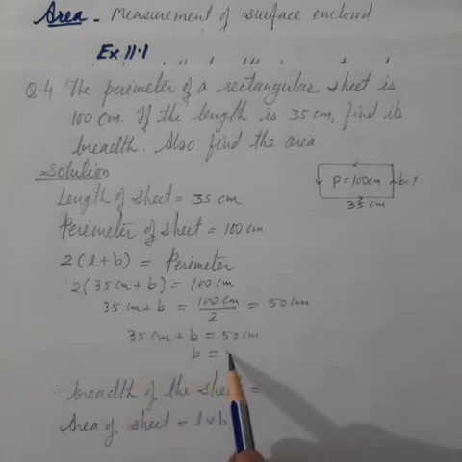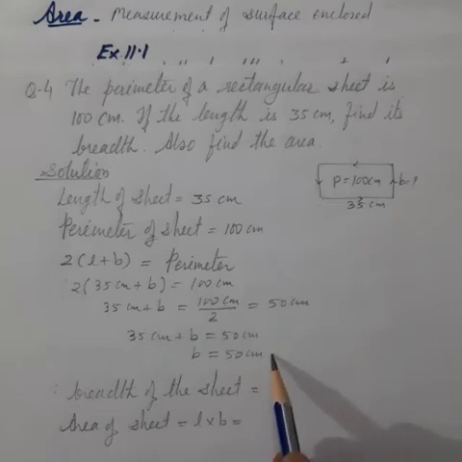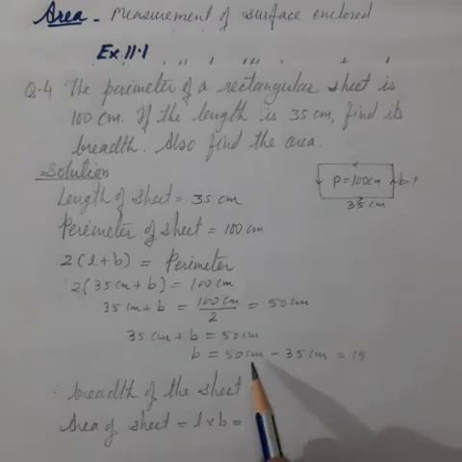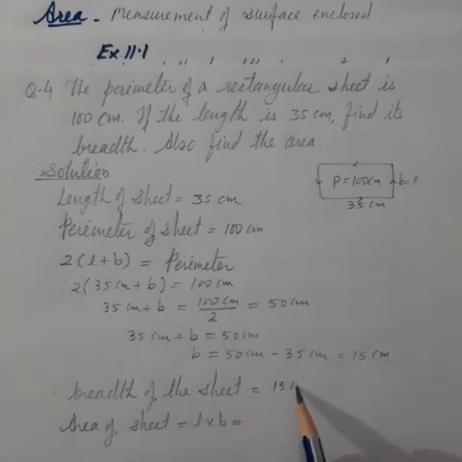So breadth equal to 50 centimeter minus 35 centimeter. Here it is in plus, on that side it will become minus. Now 50 minus 35 is 15. Because units are the same, we can add or subtract. So 15 centimeter. Breadth of the sheet is 15 centimeter.